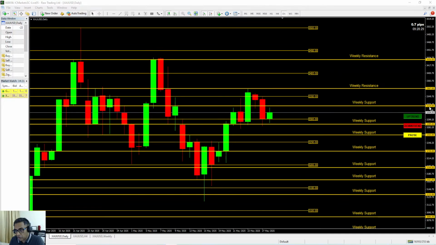a reaction to 3329. So 3329 was important. We created a demand zone and we went up on the high time frame. This is the daily time frame. Then we ignored that. Then we came back up here. We created supply here and pushed down. We ignored that on the way up. We came back down. We created supply again around just under 3329.